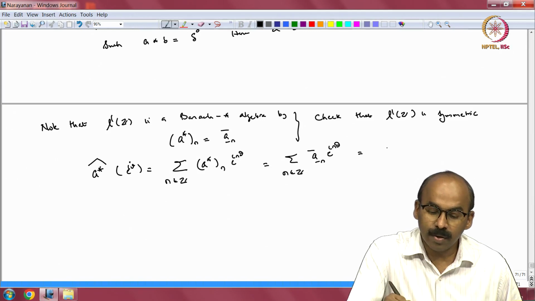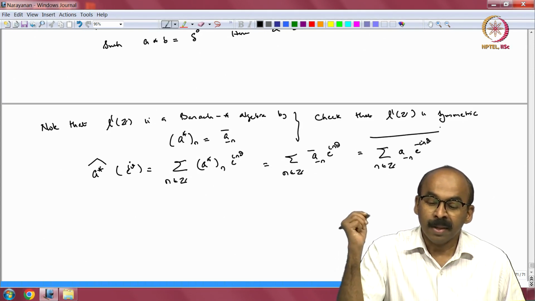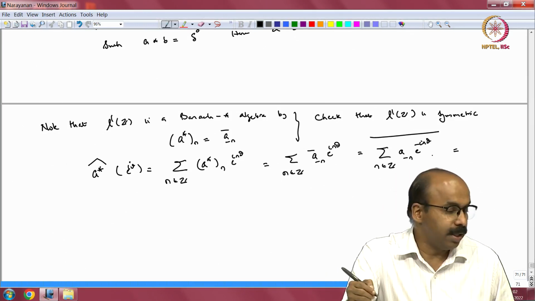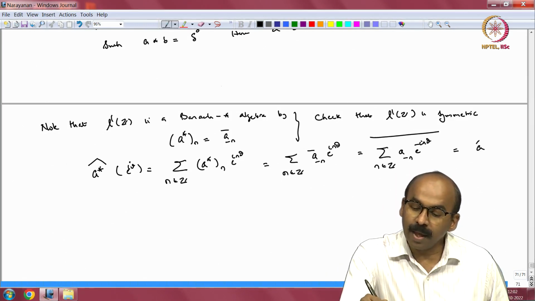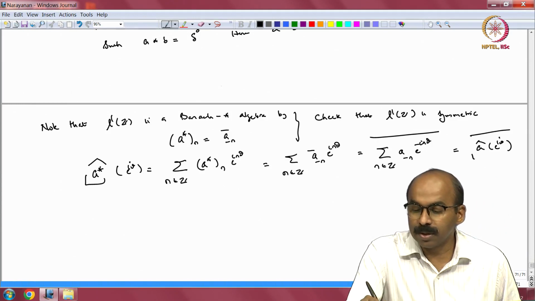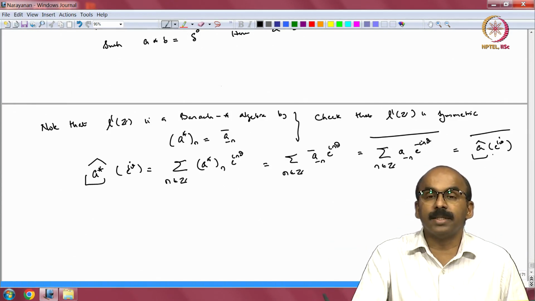So, you can write this as summation n in Z A minus n e to the minus I n theta and whole bar. But whatever is below the bar is precisely the Gelfand transform of A. So, the star goes to the complex conjugate of A hat. So, that means it is symmetric.